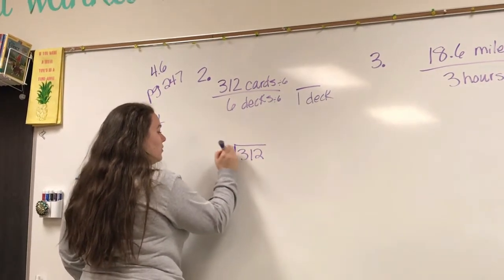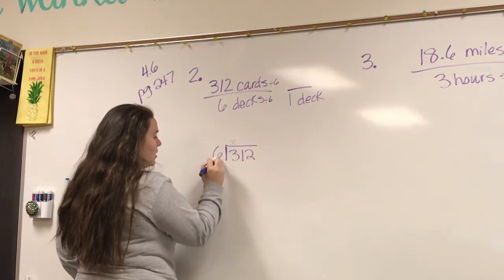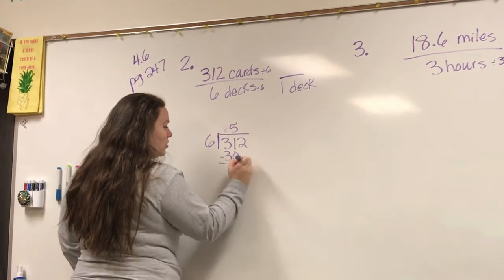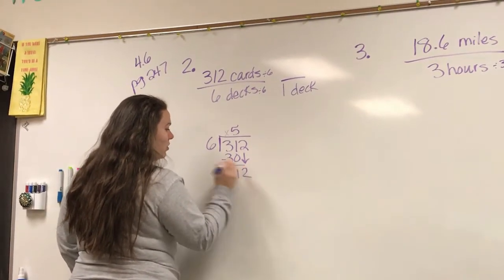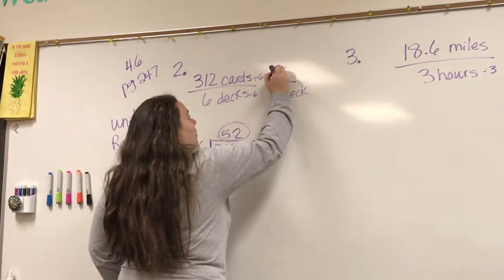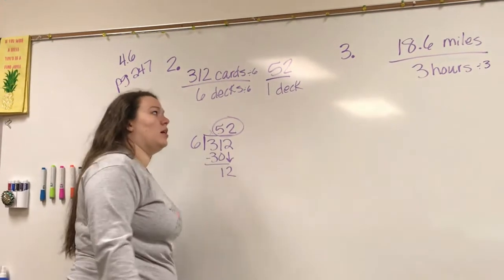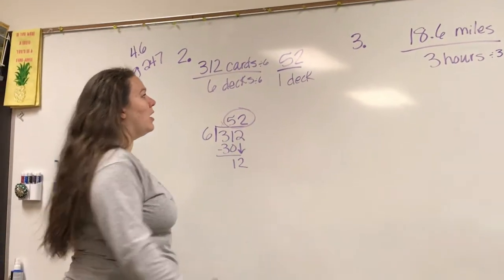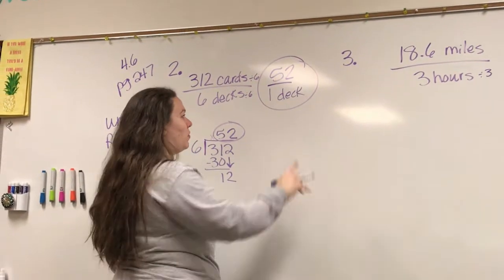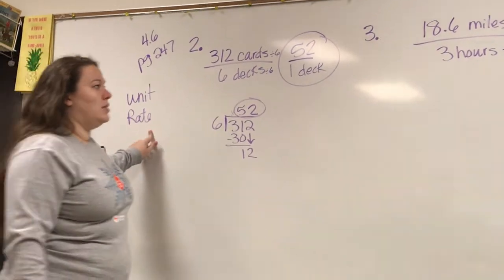312 cards divided by 6 decks. 6 cannot fit into 3. 6 can fit into 31 5 times. Subtract that, bring that down. 6 can fit into 12 2 times. There are 52 cards in one deck of cards. Okay, this is the unit rate. It is in the simplest or lowest form. Anytime you have a 1 at the bottom, it is going to be the unit rate.